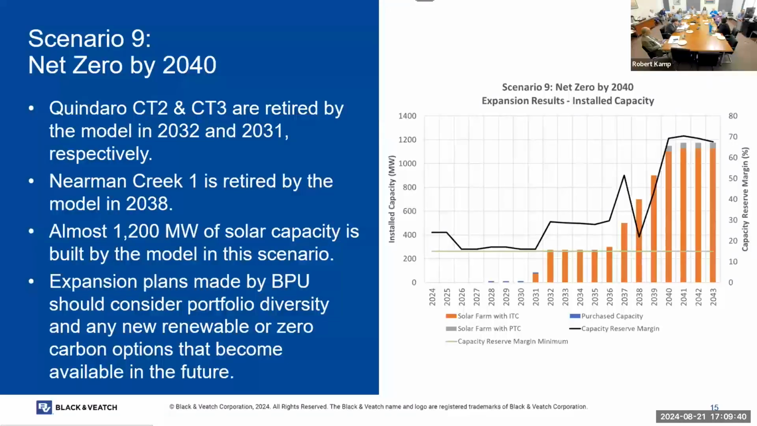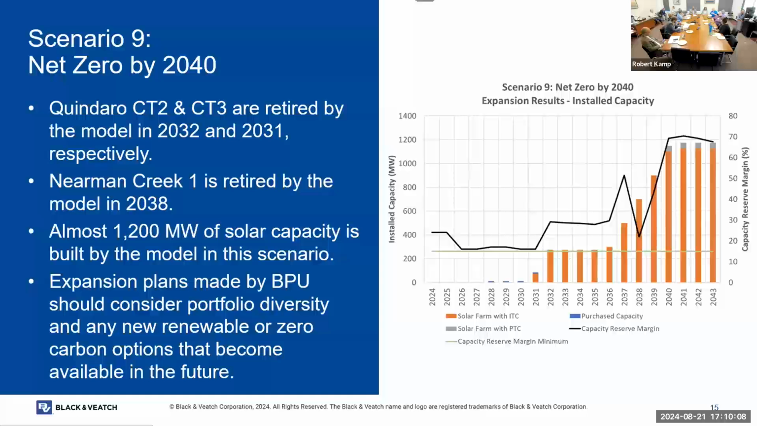Here we see the capacity expansion results for scenario 9. Arrow, the oil-fired combustion turbines 2 and 3 are retired by the model in 2032 and 2031. Nearman Creek 1 is retired by the model in 2038. Again, those are not forced retirements. That's the model retiring them based on economic conditions.